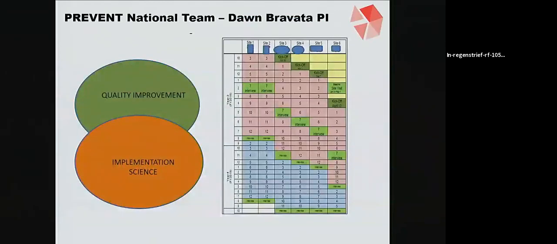It is a stepped wedge design. Six sites are dispersed over 3 waves. So each wave contained 2 VA facilities, and the targeted level is at the facility level. So we had a total of 6 facilities. And as I said, PREVENT is a quality improvement program designed to improve the quality of 7 key processes of care. And the primary outcome of that program is a composite quality score called the without fail rate. Concurrently, across the program, we collect and evaluate the implementation aspect of the PREVENT program.